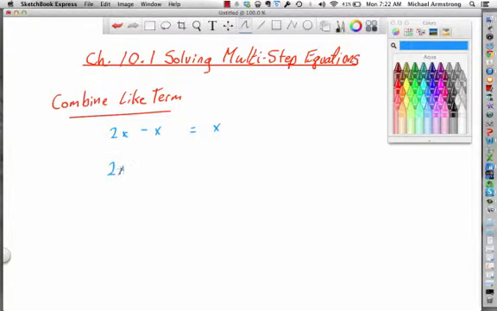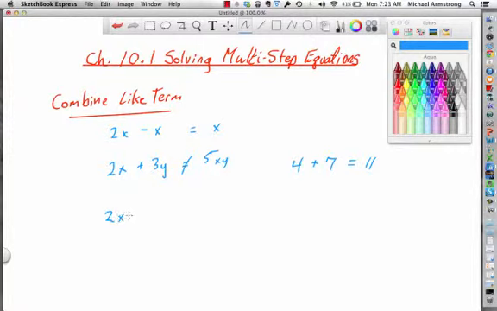For instance, if we have 2x plus 3y, we cannot combine that. It does not equal 5xy or anything like that. We can't make that work. We can combine a 4 and a 7 because those are like terms. Those are just numbers. If we start adding our variables in there, they have to be the same.